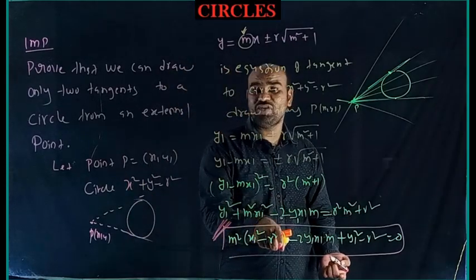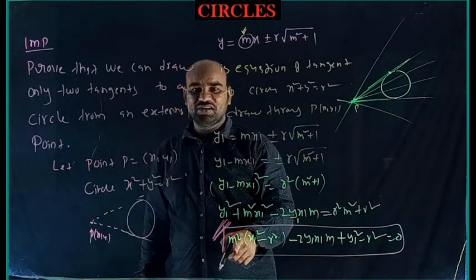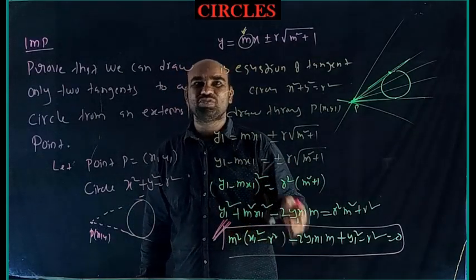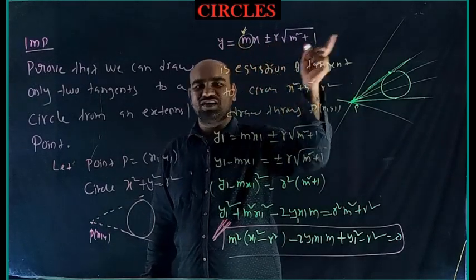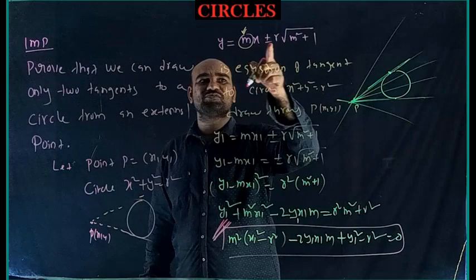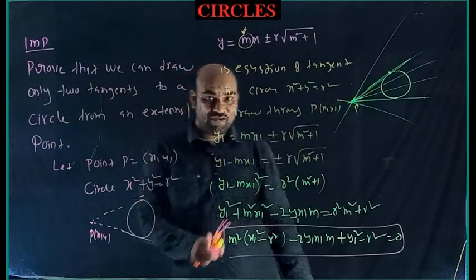m having two different values means what? You can draw two tangents. Taking for example two different values, m1 and m2. y equal to m1 x plus r into root over m1 square plus 1 is one tangent equation. y equal to m2 x plus r into root over m2 square plus 1 is another tangent equation. Understood? So I want to conclude here.